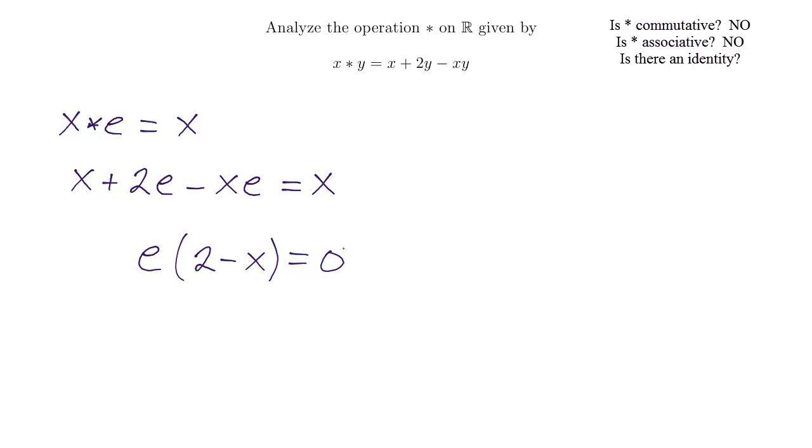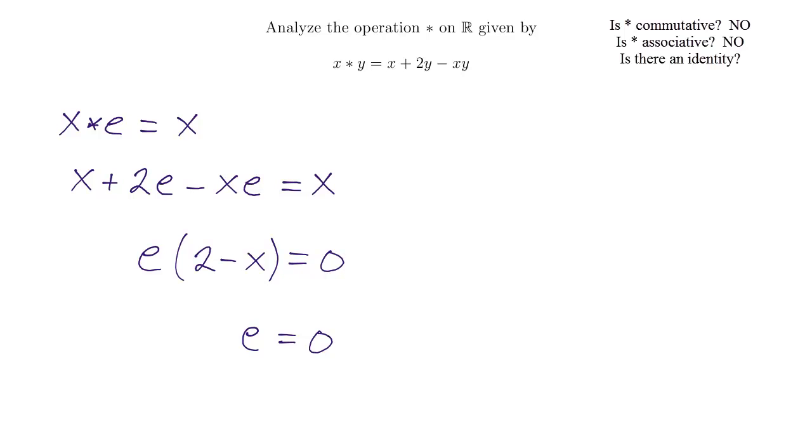Well, this is promising. e could be 0. In fact, if there is an identity element, e would have to be equal to 0. Notice e cannot change depending on what x is. It needs to work for all x. So e equals 0 looks like it's the identity element. But we have to be careful.